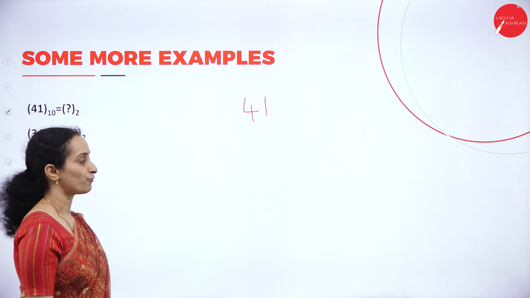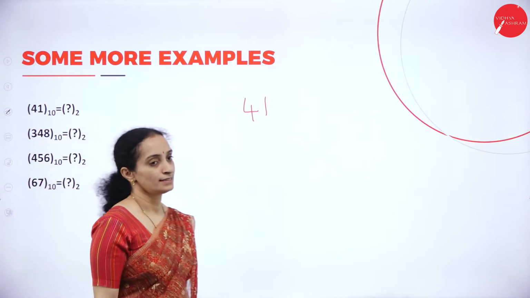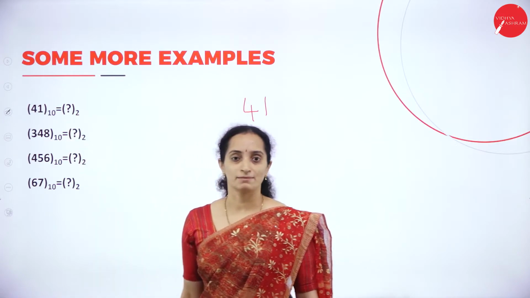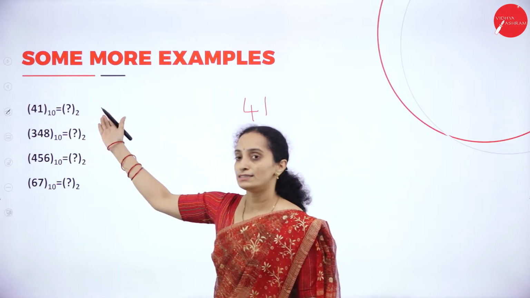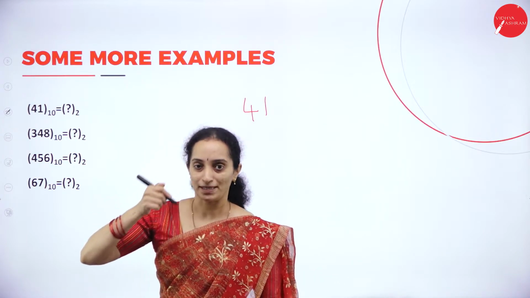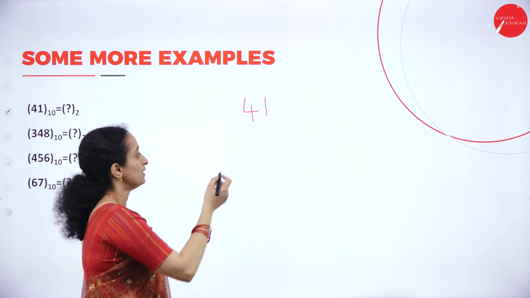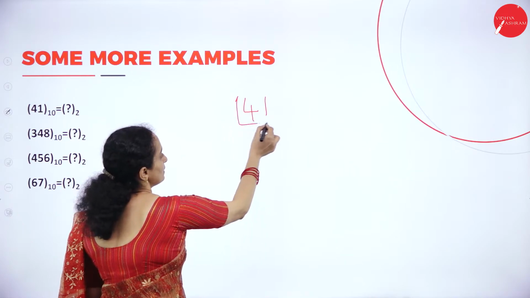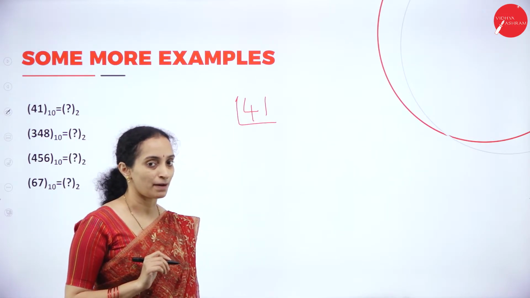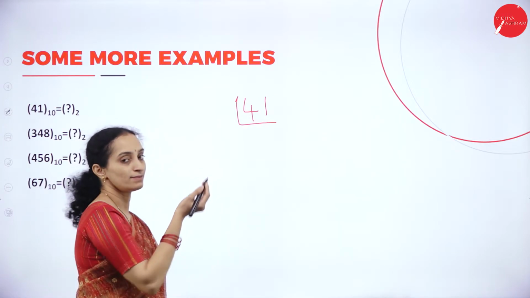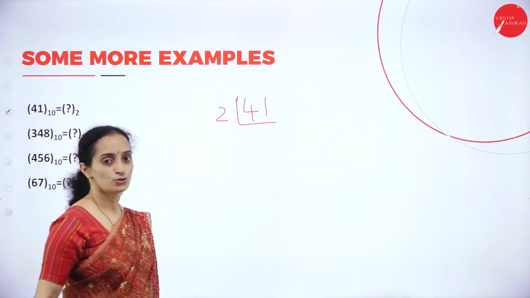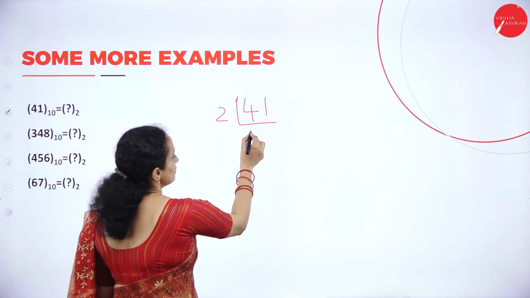41 is the number that has been represented in decimal. Now I have to convert this to binary. What must be done? The base is 2. That means divide this integer part. We only have the integer part. Successive division must be done. Divide it by 2. What do we have?